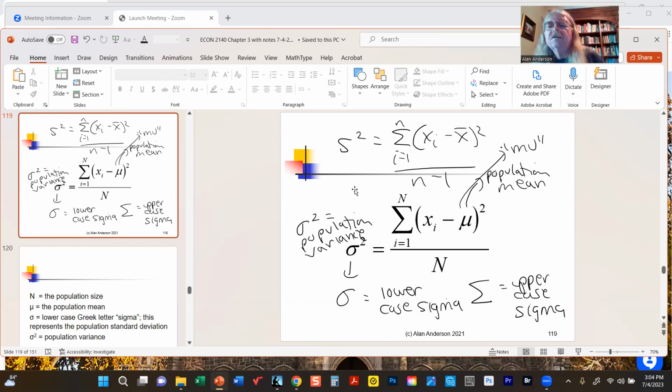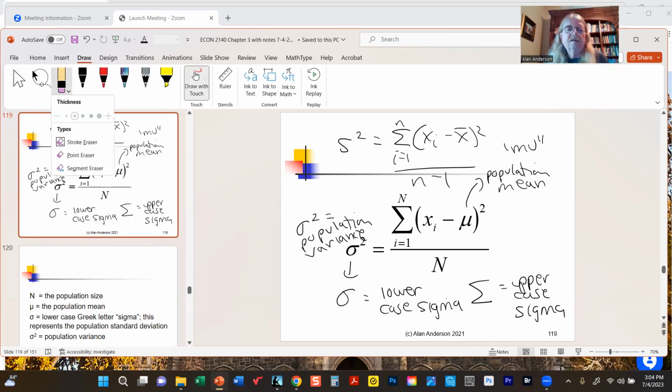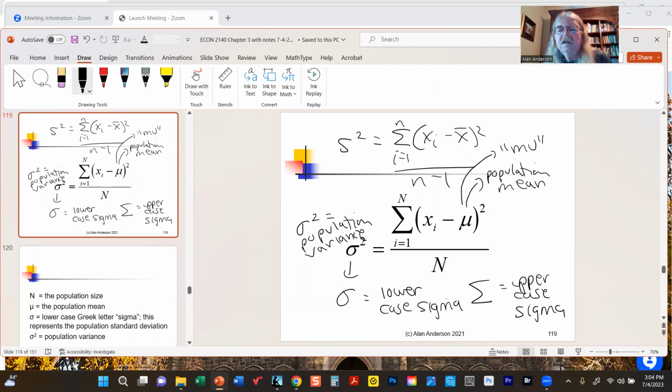Okay, so it's mu, but it stands for the population mean, that is. And capital N, as you recall, is the size of the population, or think of it as population size, to distinguish it from lowercase n, which tells me the sample size.